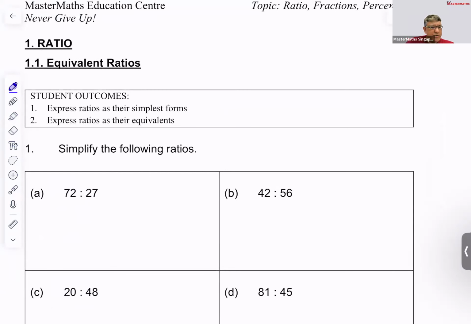Anybody knows what is ratio? Have done it before, ratio? No? Ryan, do you know what's ratio? Never heard of it. I mean, you've come across the word definitely, right? But maybe you don't quite understand what it is at the moment.